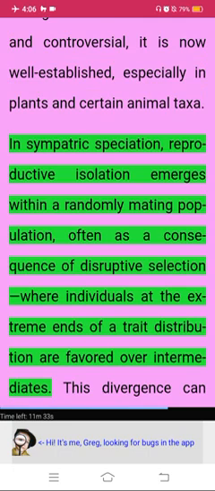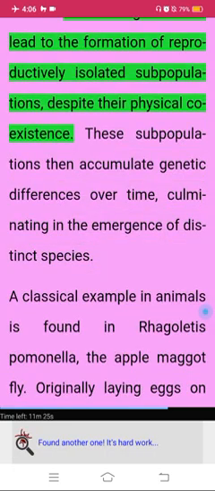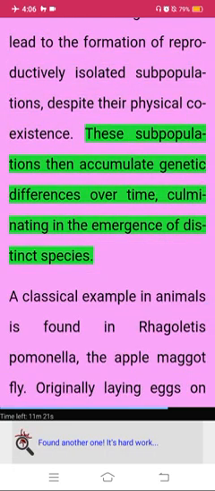In sympatric speciation, reproductive isolation emerges within a randomly mating population, often as a consequence of disruptive selection, where individuals at the extreme ends of a trait distribution are favored over intermediates. This divergence can lead to the formation of reproductively isolated subpopulations, despite their physical coexistence. These subpopulations then accumulate genetic differences over time, culminating in the emergence of distinct species.